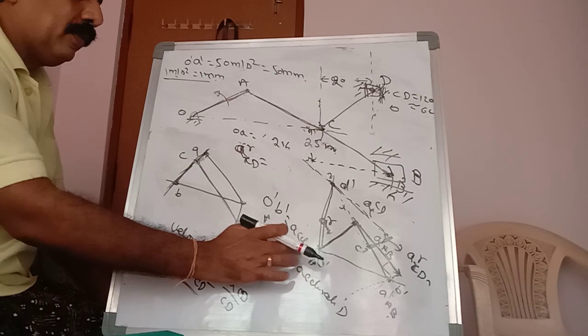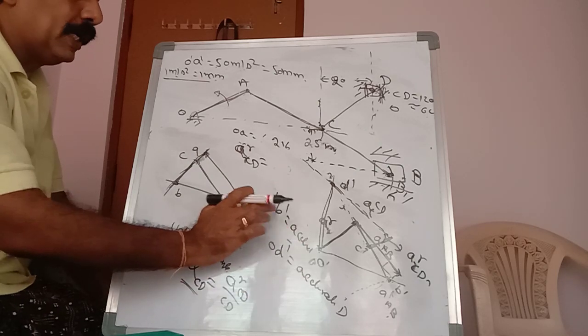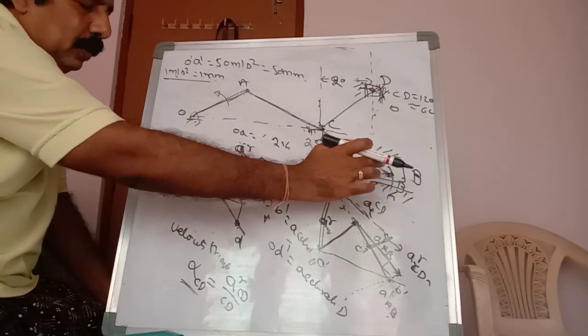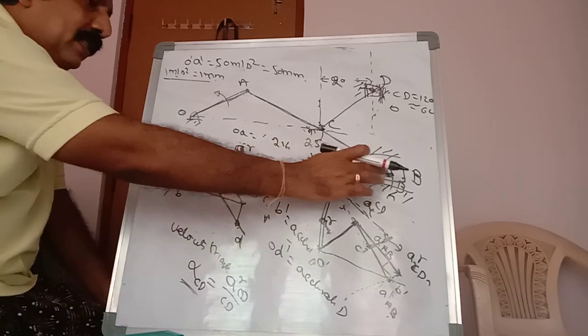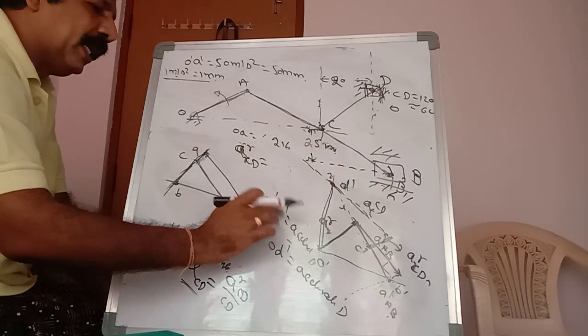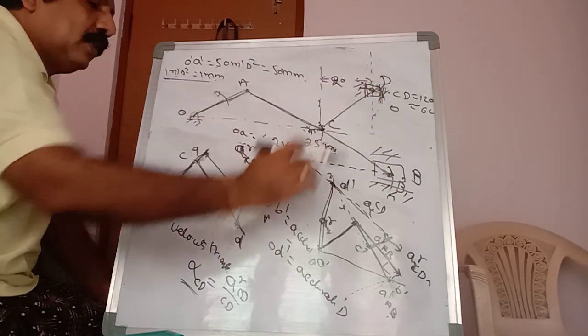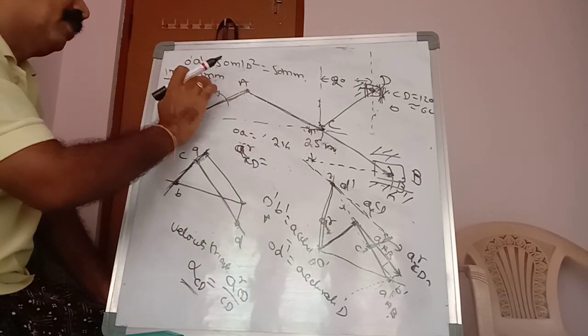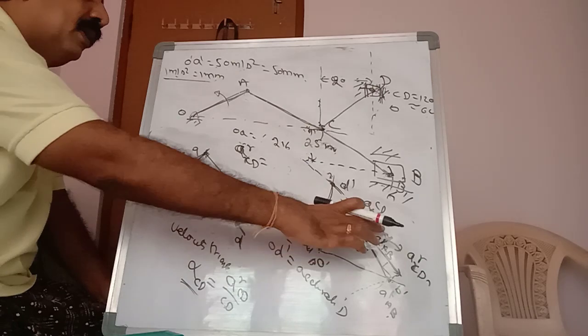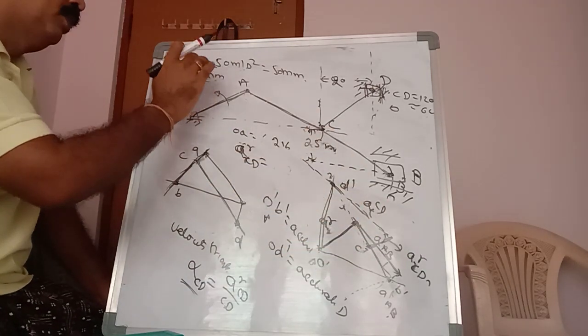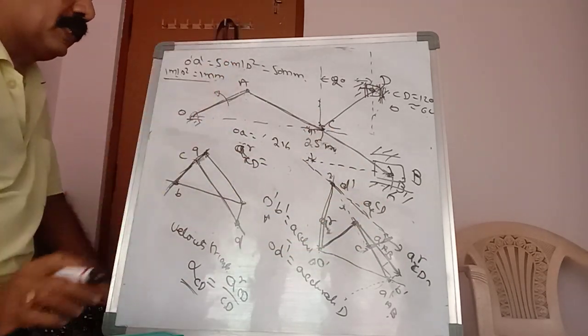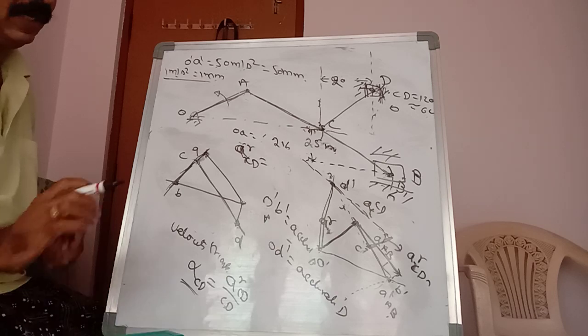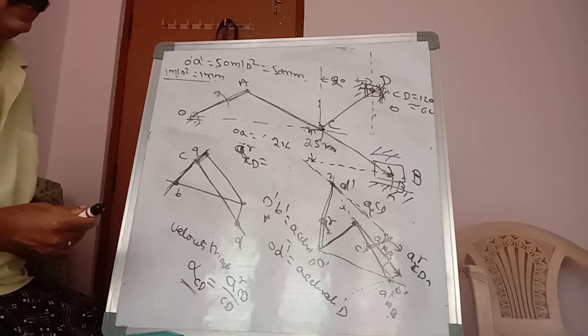Anyhow, the velocity of the slider is directly O dash B dash. Sorry, not velocity. The acceleration of slider B is O dash B dash. The acceleration of slider D is O dash D dash. But you have to convert into the scale. That means 1 meter per second square is equal to 1 mm. Suppose you get 20 mm, that is nothing but 20 meter per second square. That is the acceleration. Like that, you have to find the accelerations.